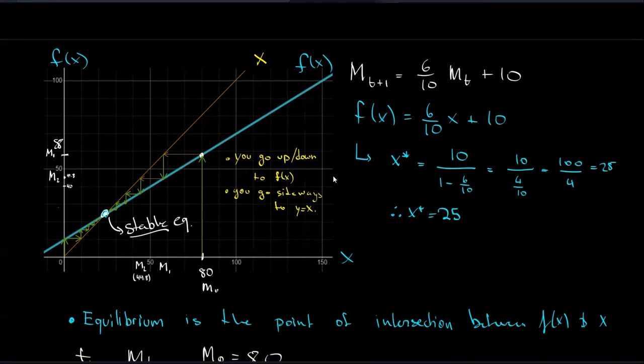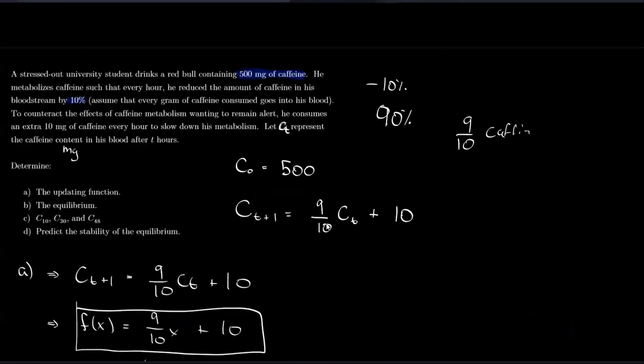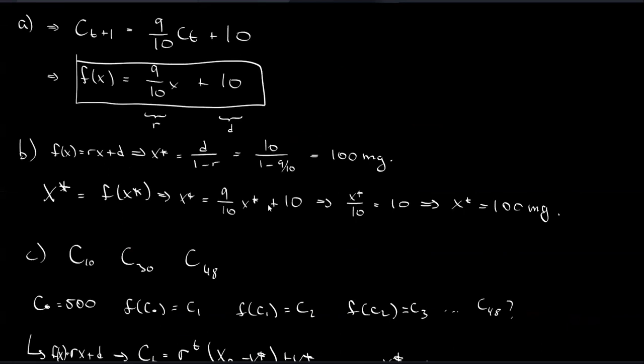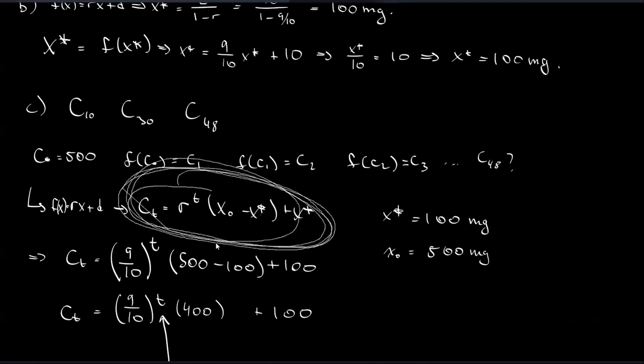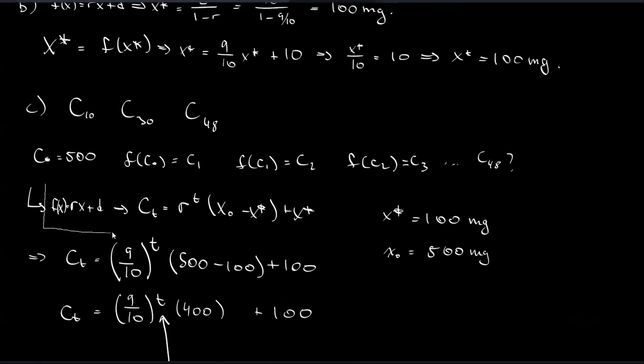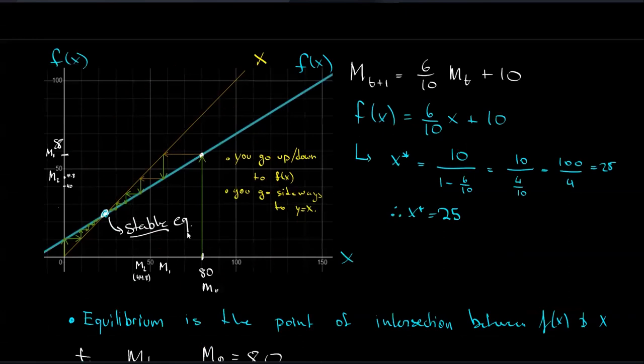And the best part is that this will work for any updating function. Like the general solution we encountered here, C of t is equal to r to the t times x naught minus x star. This only works if our discrete time-dependent dynamical system is written in this way, if the updating function is a straight line. But the cobwebbing will work for any updating function, meaning if I give you a plot that looks like that, this is the updating function.